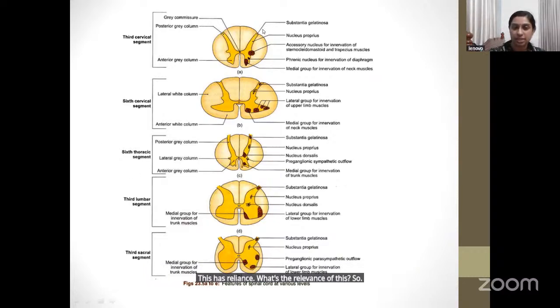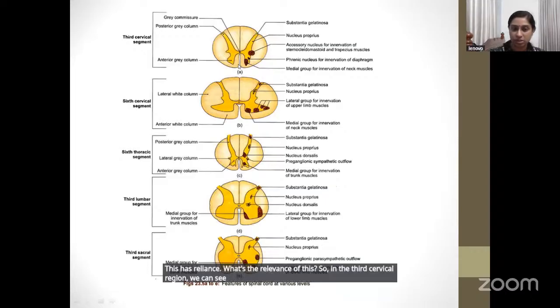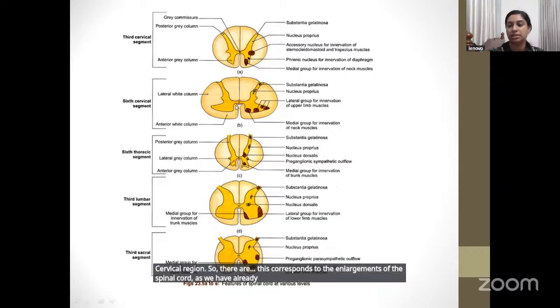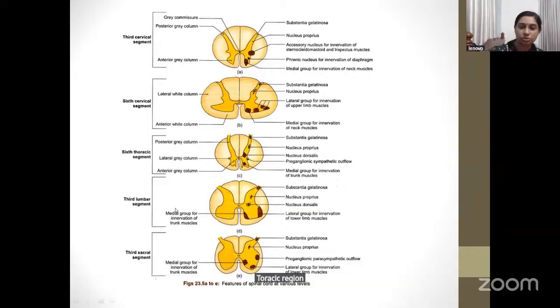So in the third cervical region, we can see this anterior gray column is not so wide as when compared to this cervical region. So this corresponds to the enlargements of the spinal cord, as we have already mentioned. There is an enlargement in the cervical region. There is an enlargement in the thoracic region also. Okay. So here we can see that this anterior horn is much more prominent.